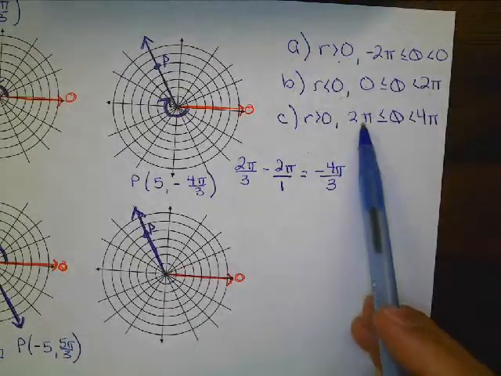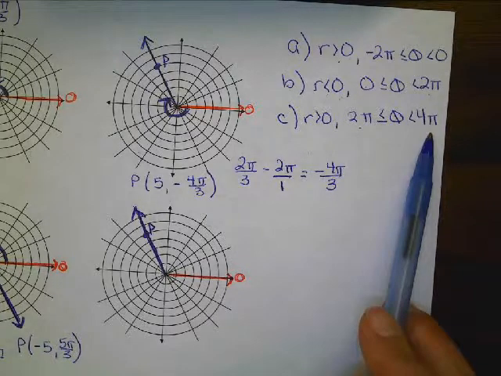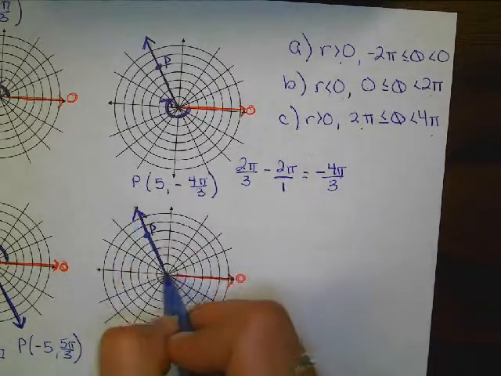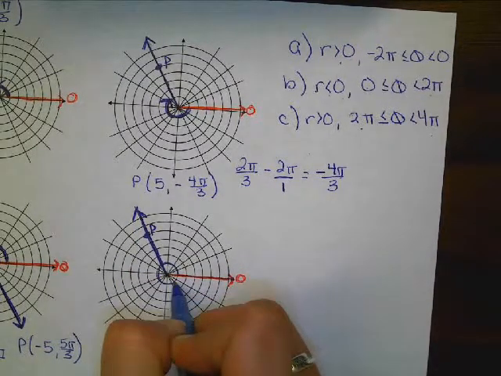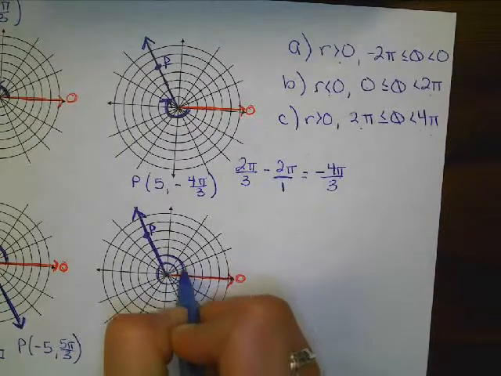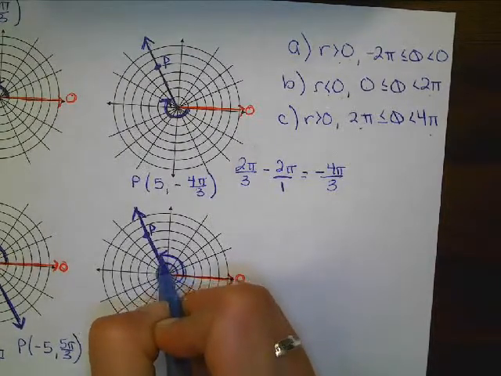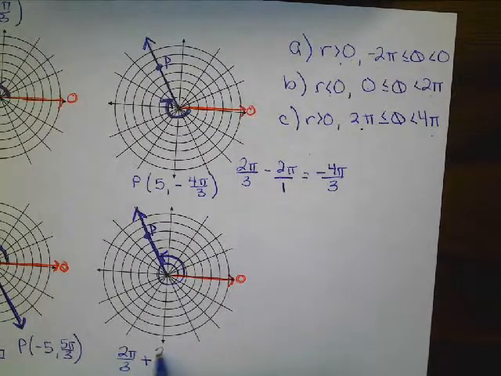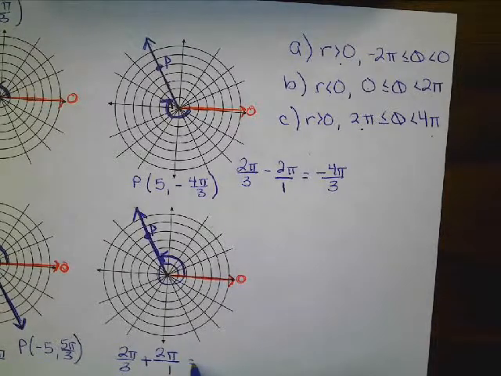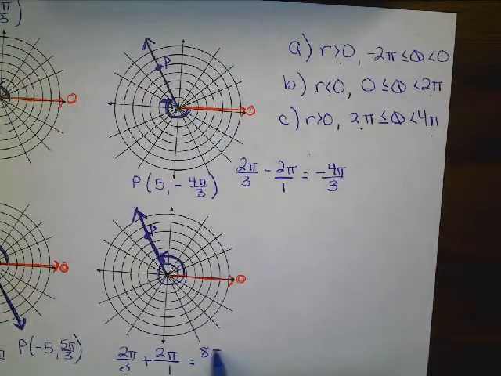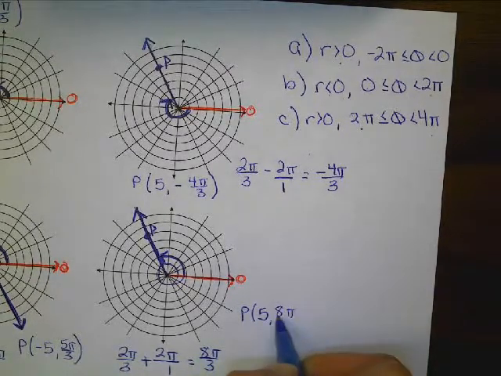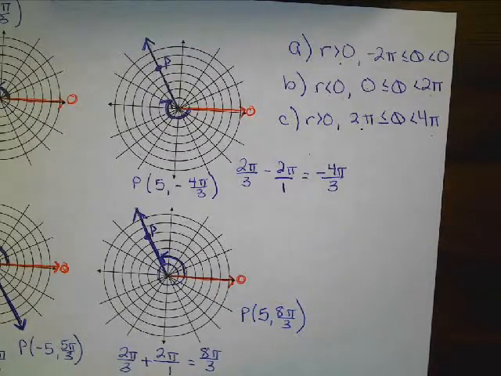Now, the angle criteria, though, is that the angle has to be between 2 pi and 4 pi. So between 2 pi and 4 pi, that's one whole rotation around. So if I start at 0 here, I have to go around once, and then that extra 2 pi over 3 to get to that point. So that means I take 2 pi over 3, and I add 2 pi this time. And then after getting a common denominator, you end up with 8 pi over 3. So that point is at 5, 8 pi over 3. And that's how you plot polar coordinates.